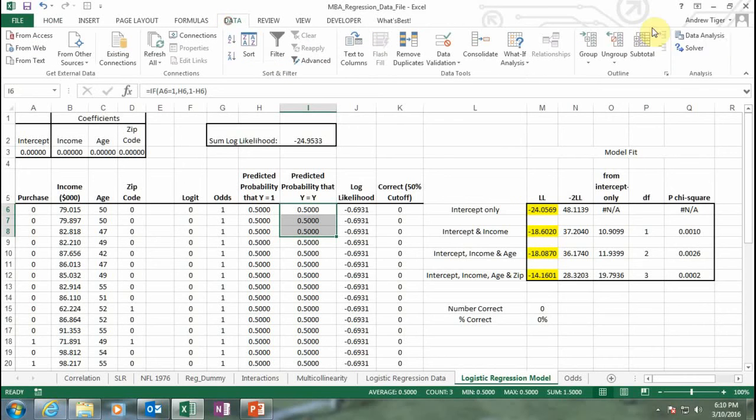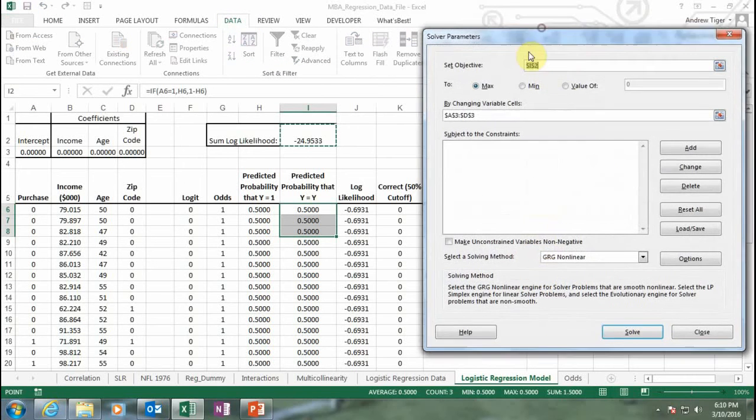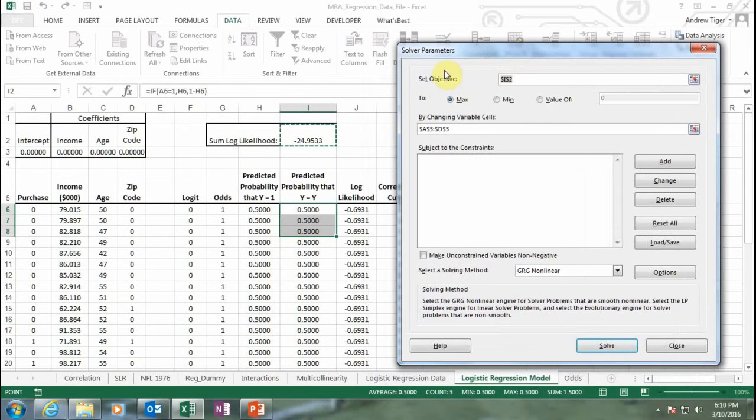So if I look under Data, Solver, what I'm trying to do is maximize this likelihood, which is in cell I2. Now, which cells am I going to change? If I leave it at A3 through D3, it has complete control over all these coefficients. But what's interesting is that we're first just going to give it control over the intercept. That's it. I just want to do this as an example. So it's only controlling the intercept. That's all it has control over.